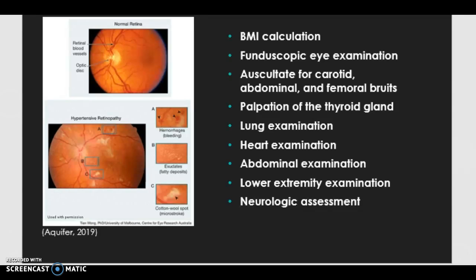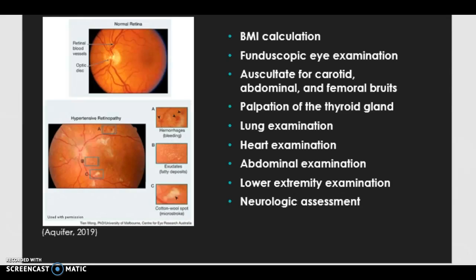So in addition to the fundoscopic eye examination, these patients who have uncontrolled blood pressure also need to have their BMI calculated. Sometimes it's an eye-opener for patients to understand what the BMI means and what their BMI correlates to, as this can motivate them to change their lifestyle habits and realize the repercussions of what their weight is doing for their overall health.